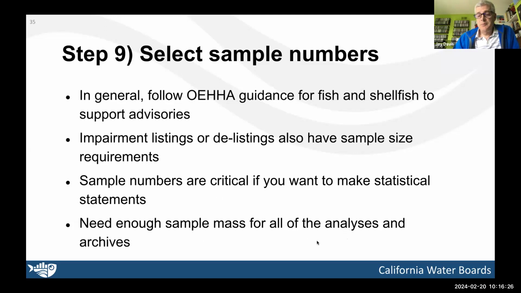So for the RMP, for example, we increase the number of shiner surfperch per composite because we want to do so many things with the samples that we get from our shiner surfperch.